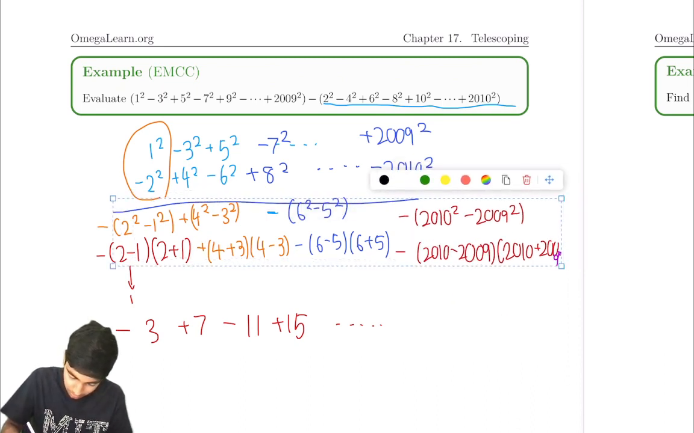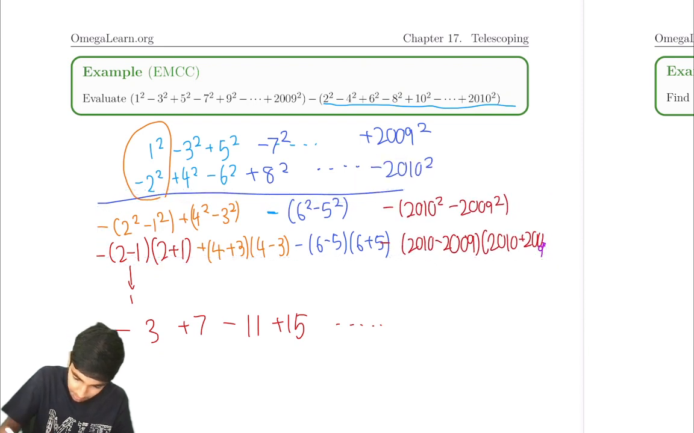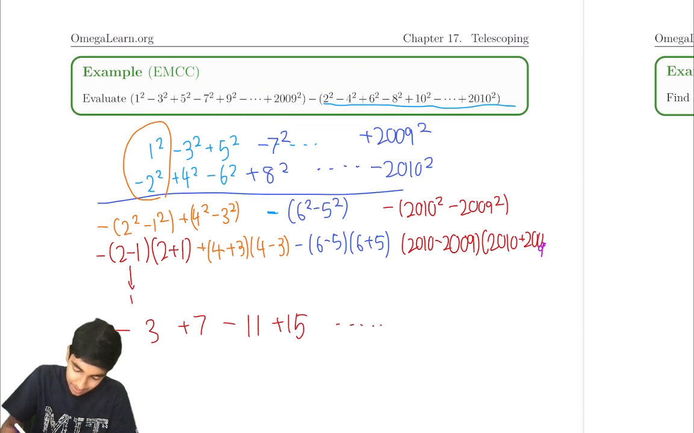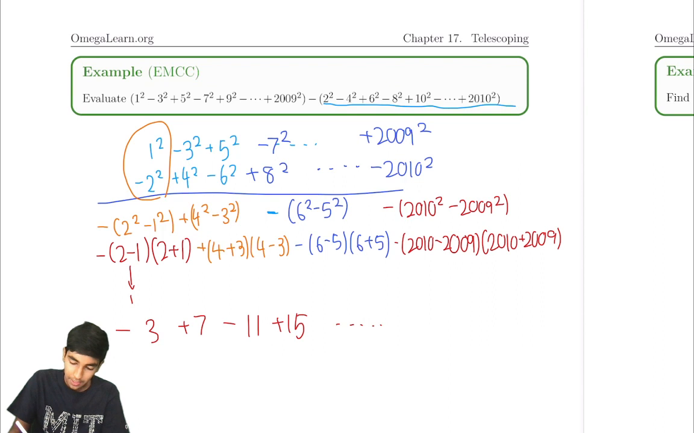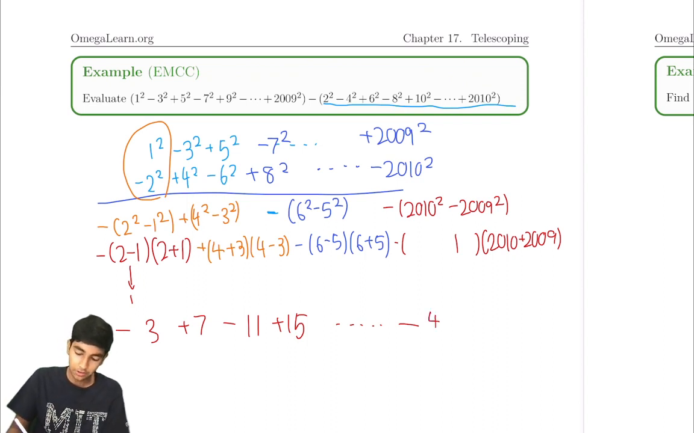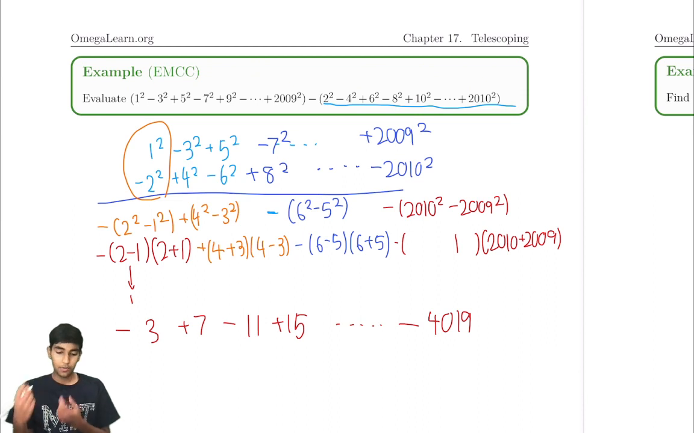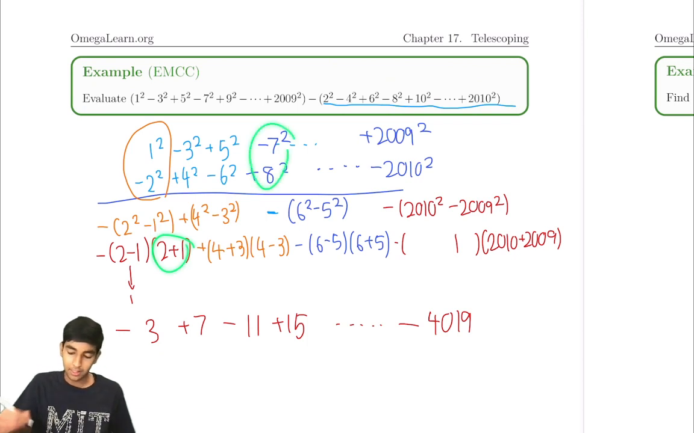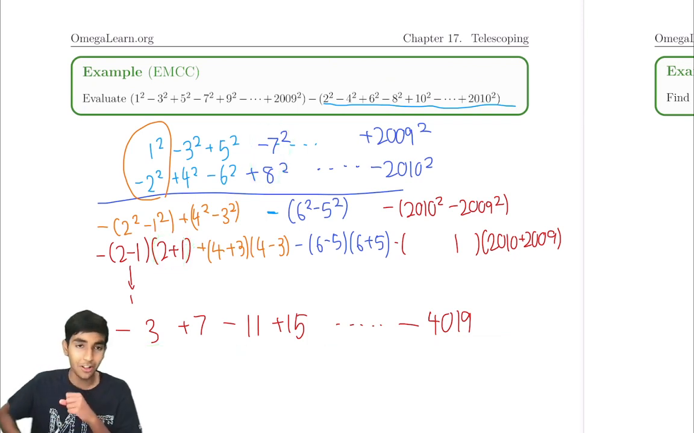Let's just move that a little bit. The power of not having to use pencil and paper. And then that becomes plus 2009, right? And then this is just 1, of course. So we're just left with minus 2010 plus 2009. That's minus 4019. Okay. We've already telescoped a lot. Basically, we've simplified these giant squares into something nice and simple. But we're still not done telescoping.